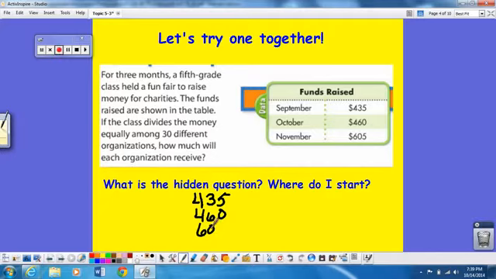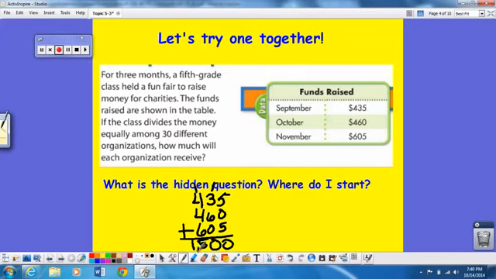So all you do is simply add up these 3 numbers to get the total amount of money raised. That is our hidden question. What's the total amount of money raised? So 5 and 5 is 10. 3 and 1 is 4 plus 6 is 10. 1 and 4 is 5 plus 4 is 9 plus 6 is 15.